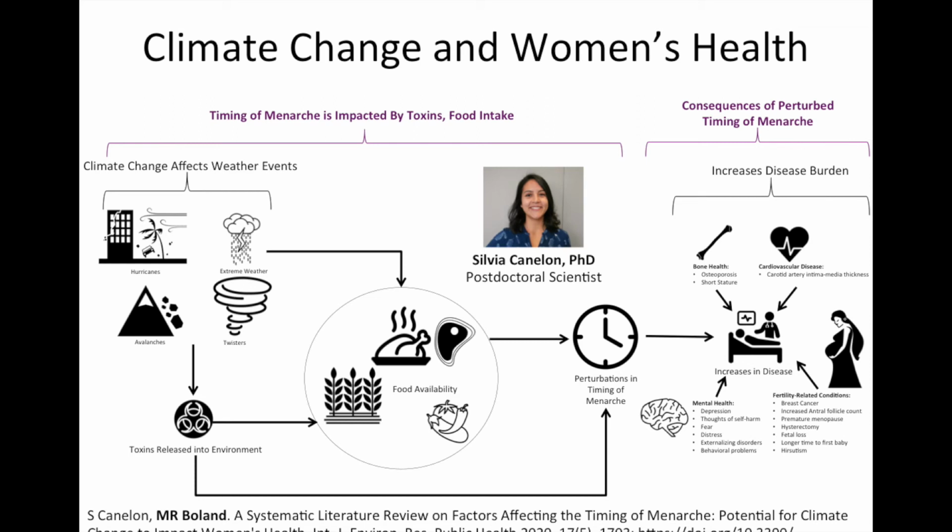Dr. Sylvia Canelon is a postdoctoral scientist in the lab, and she's written an in-depth and very detailed literature review on climate change and its role in women's health. This includes how various weather effects can affect food availability, as well as toxins released in the environment, and that all of these factors taken together can perturb timing in menarche. Altered timing in menarche can increase the risk of 4 different disease categories, including mental health issues, fertility-related problems, cardiovascular disease, as well as bone health.